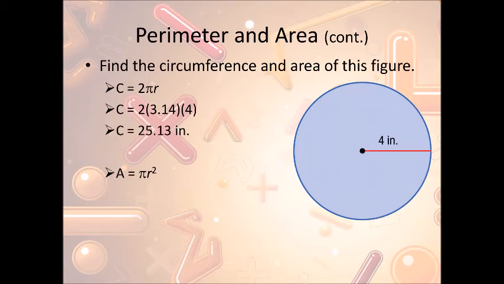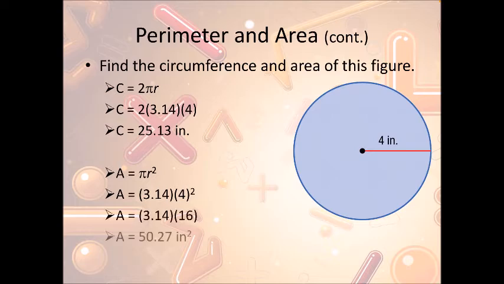To find the area, we take pi r squared. In the course of area, you do need to use the radius. You cannot use the diameter. So here I have 3.14 times 4 squared. 4 squared is 16, giving me a total area of 50.27 square inches.